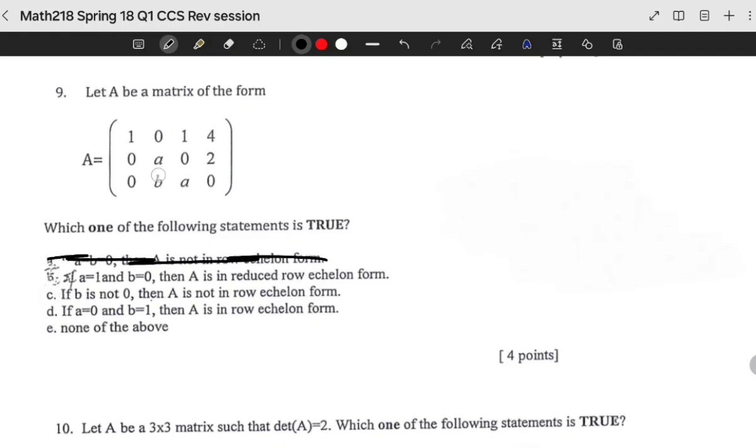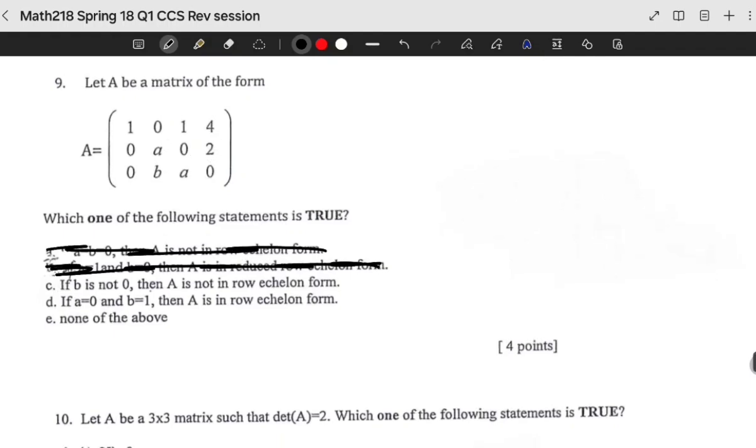If A is equal to 1 and B is equal to 0, so this is 0, this is 1, then A is in reduced row echelon form. No, because we have these elements here, and also this 2. So this is not reduced row echelon form. If B is not 0, then A is not in row echelon form. So if B is some value, yes, this would be true, because if B is not 0, then no matter what the value of A is, the fact that B is not 0 rules out the possibility of A being in row echelon form.